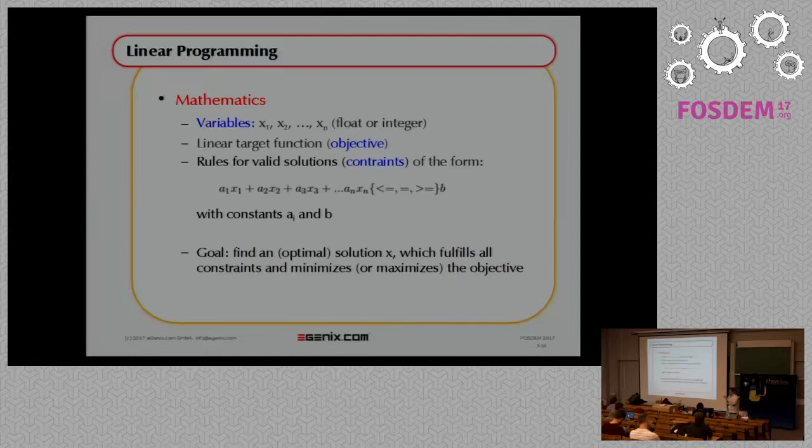Then you have constraints, and this is probably the most important part, especially for conference scheduling. The variables that you define may only have certain values. And using those constraints, you can define lots and lots of different situations. So what we want to do is find an optimal solution, ideally, which minimizes or maximizes this objective function.